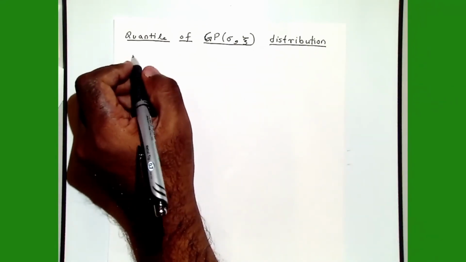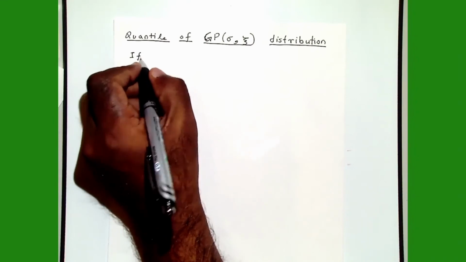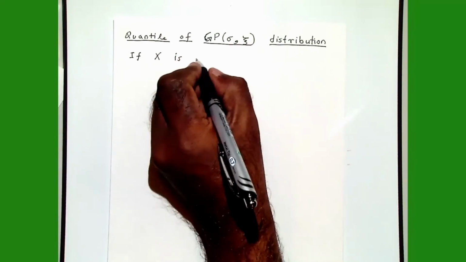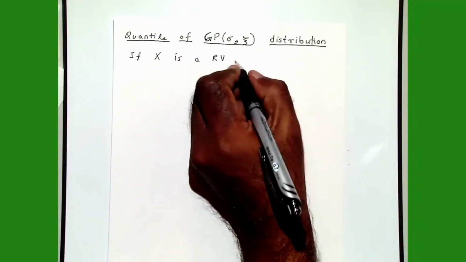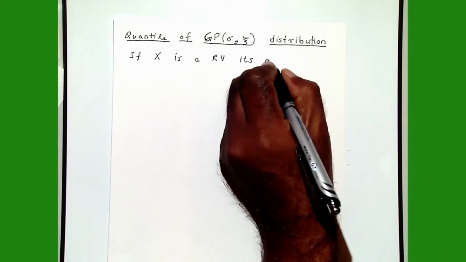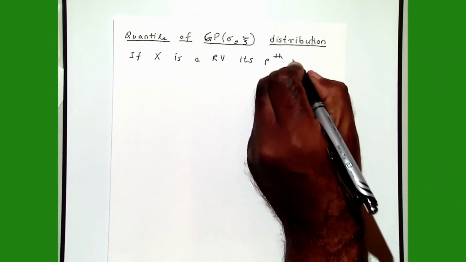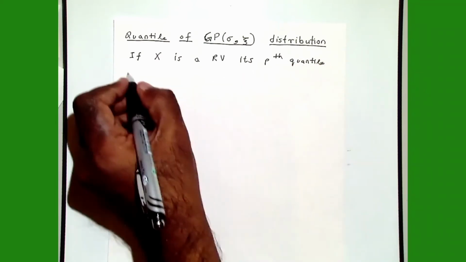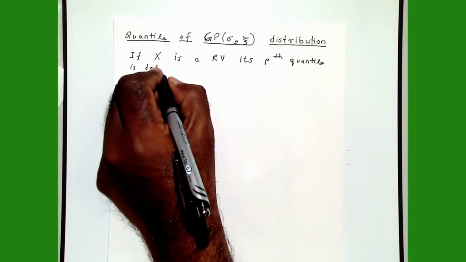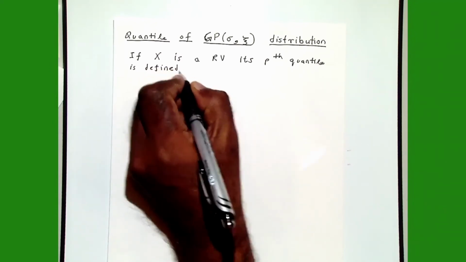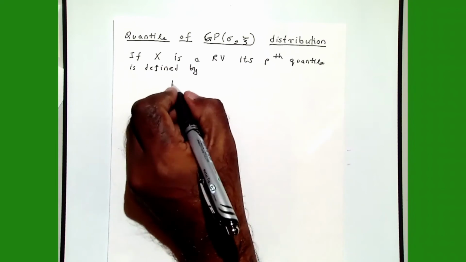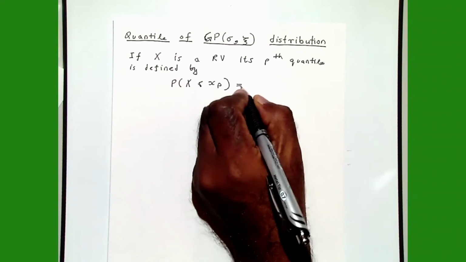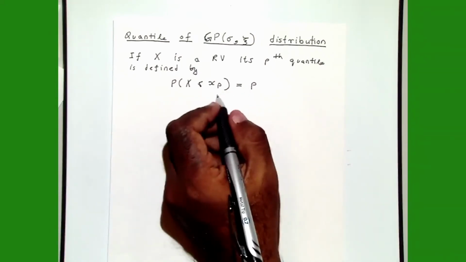Now, you may recall that I defined what a quantile means, but let me repeat it in case, just to refresh your memory. If x is a random variable, its pth quantile is defined by the following equation, right? Okay, so this is a solution of this equation.